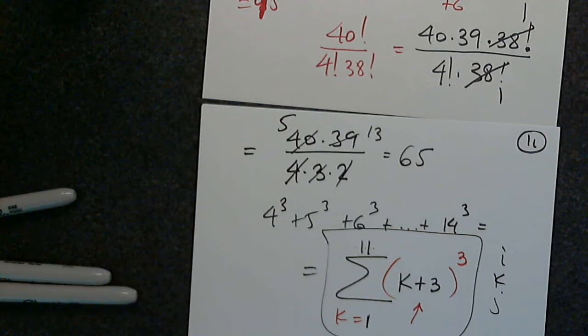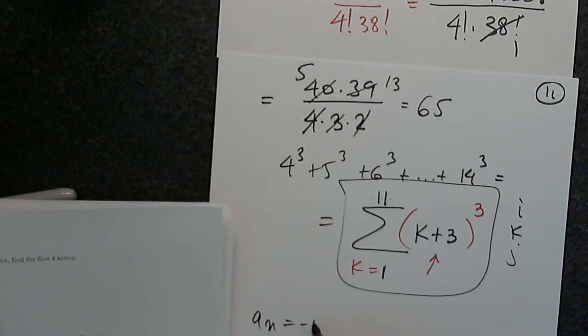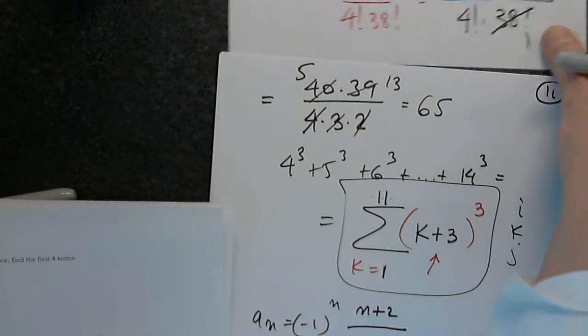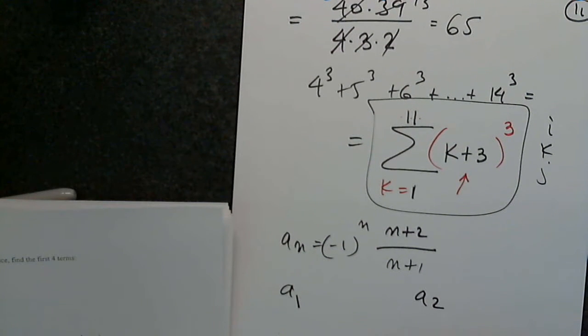Okay, what about problem 14? Any questions on this? Or what about 16? You tell me. Choose. Very good. So now we are given the general term of the sequence, which is a sub n equals negative 1 to the nth power, times n plus 2 over n plus 1. So they want us to find a1, then a2, then a3, then a4.